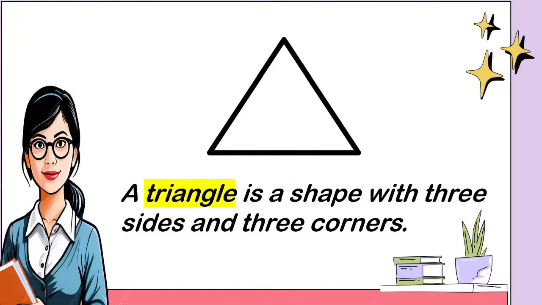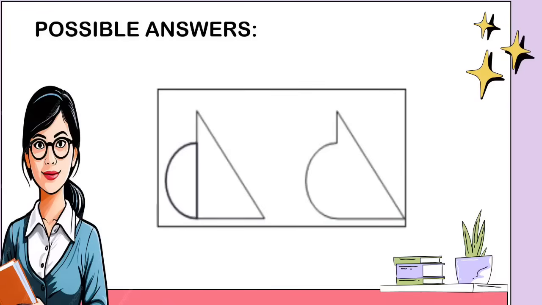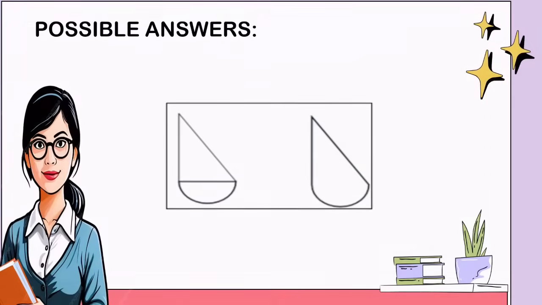A triangle is a shape with 3 sides and 3 corners, while a half circle is a shape that is 1/2 of a full circle. Now, here are some possible answers if we compose a figure using those shapes.